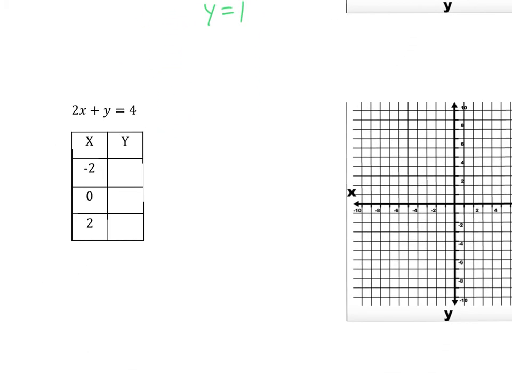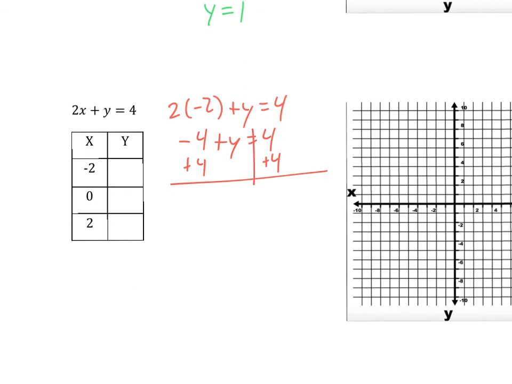Okay, let's look at another example here. We can substitute -2 in for x. So we'll have 2 times -2 plus y equals 4. We'll simplify that. 2 times -2 is -4 plus y equals 4. And then we'll add 4 to both sides to cancel out that -4. And we get y equals 8 when x equals -2.